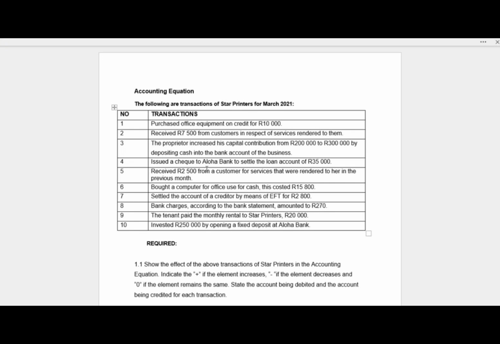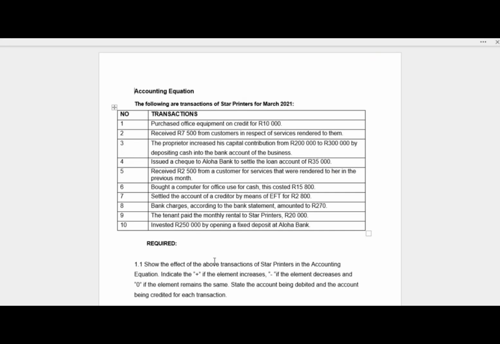So when you render a service for cash, the 2 accounts affected are going to be bank, because you are receiving money. When you receive cash in accounting, the account affected is bank. And then why did you receive that money? Because you have rendered a service. So the 2 accounts affected here are bank and services rendered, right?